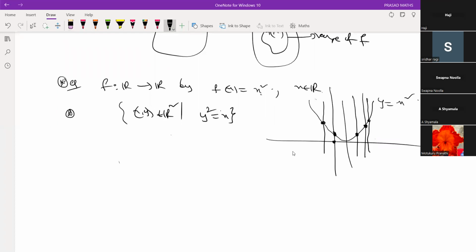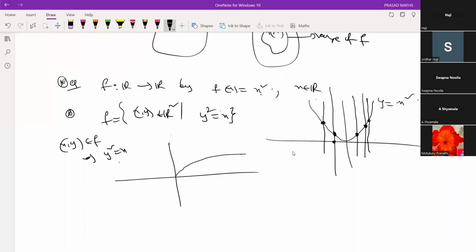Set of all ordered pairs. What is meant by function? It's defined on R. You take any element which is in F. That means y square is equal to x. That means it's a parabola which is symmetric about the x-axis.